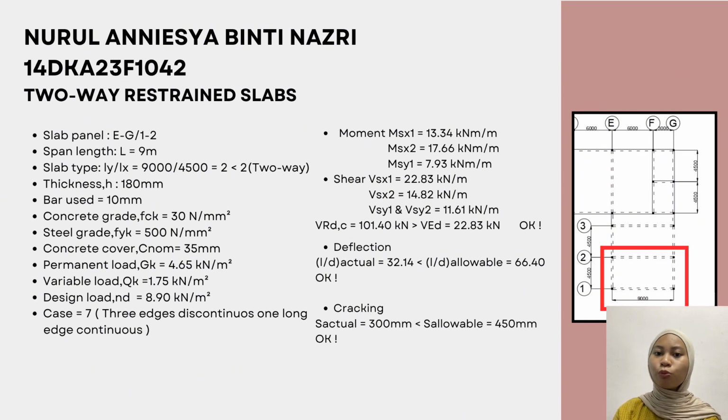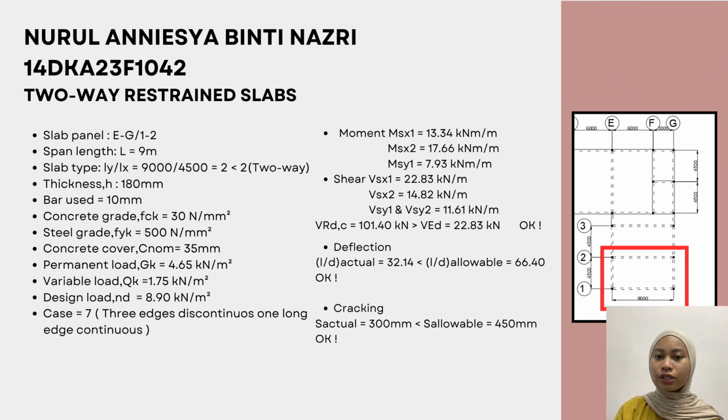So the third one is the moment result. The slab carries load in both the x direction and y direction. So the moment in x direction, case 1 is 13.34 kN per meter, and case 2 is 17.6 kN per meter. The moment in y direction, case 1 is 7.93 kN per meter, and case 2 is 11.61 kN per meter. So this result reflects the restraint condition.